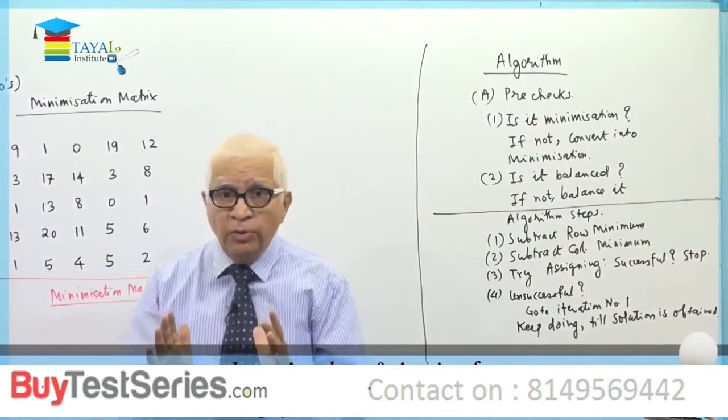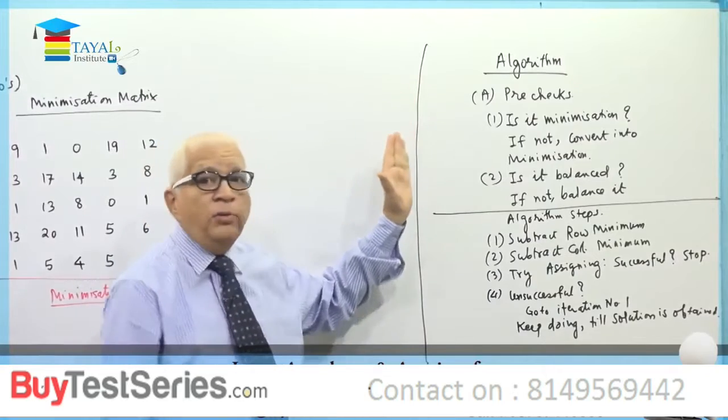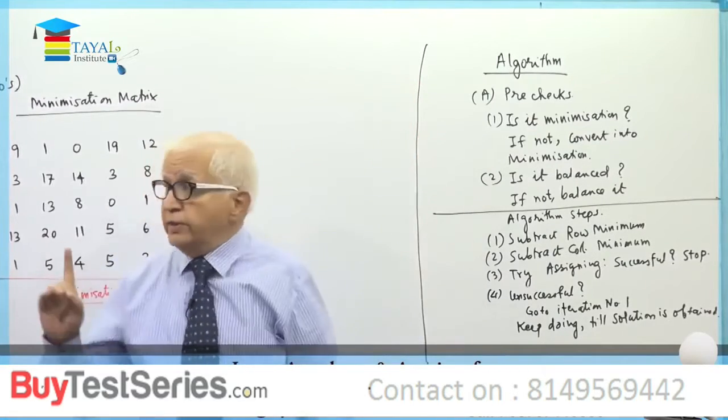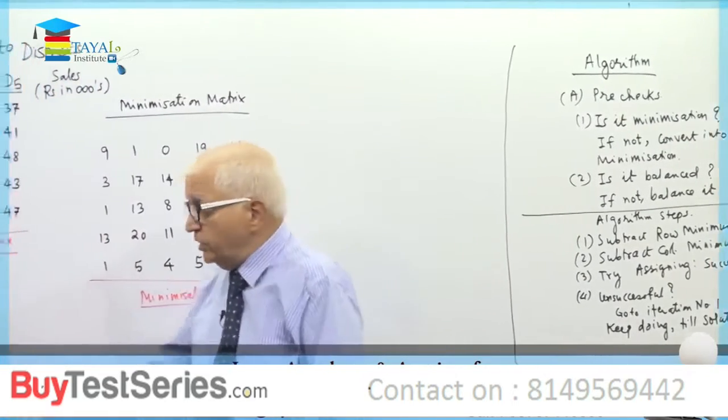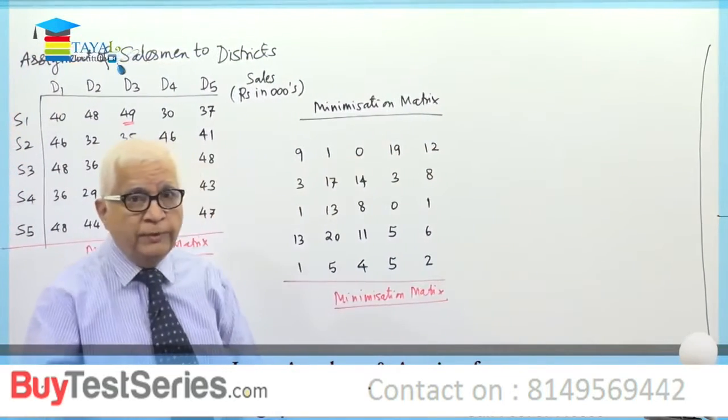Remember, we have not got the problem in a solvable form still. And therefore, the objective of pre-checks is to get a problem in the solvable form. Okay. So firstly, this is not a minimization problem. This is a maximization problem. How to convert it into a minimization problem is what we'll see.